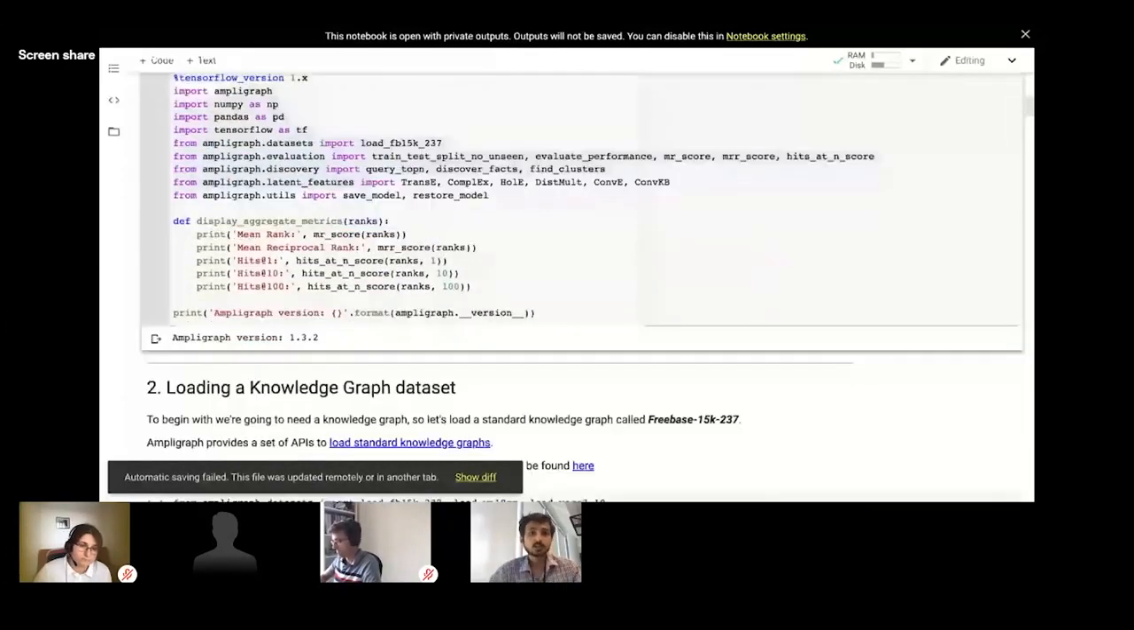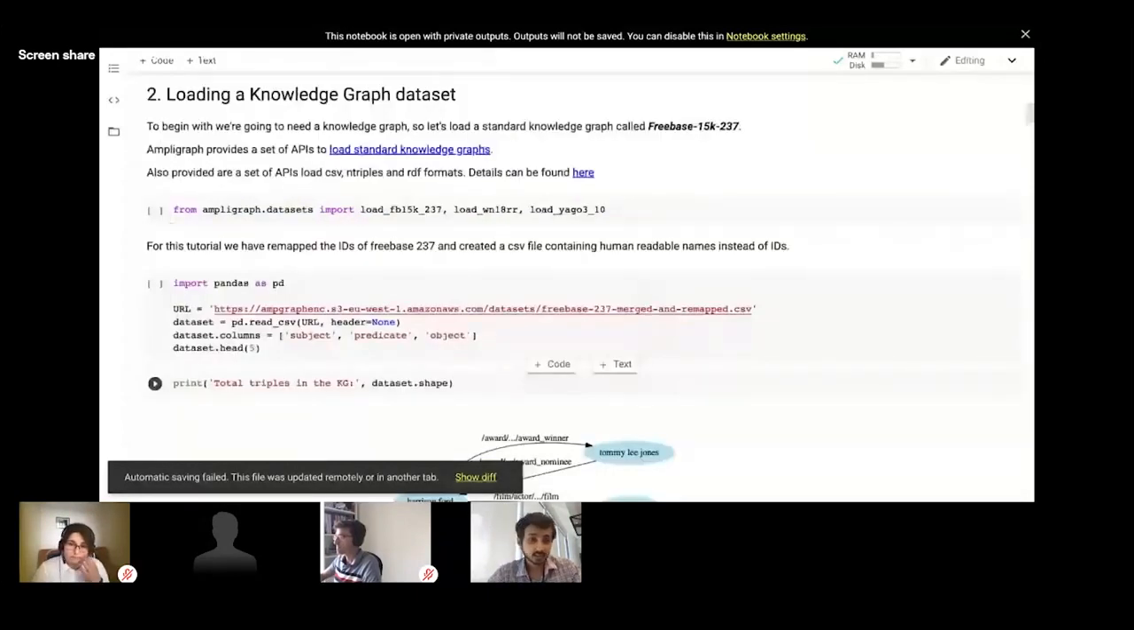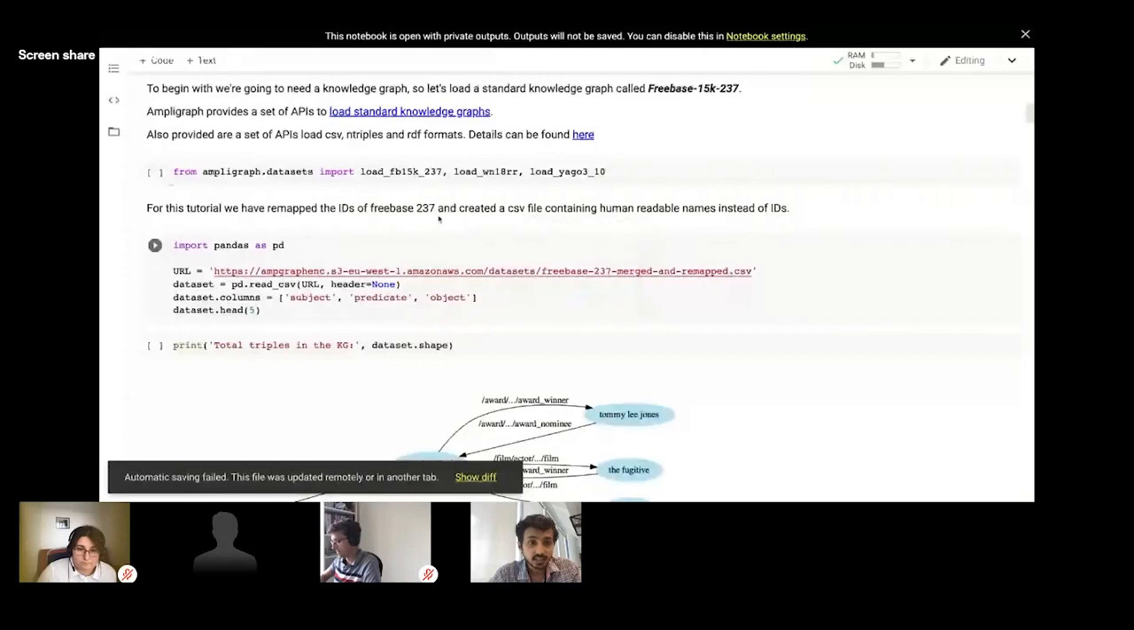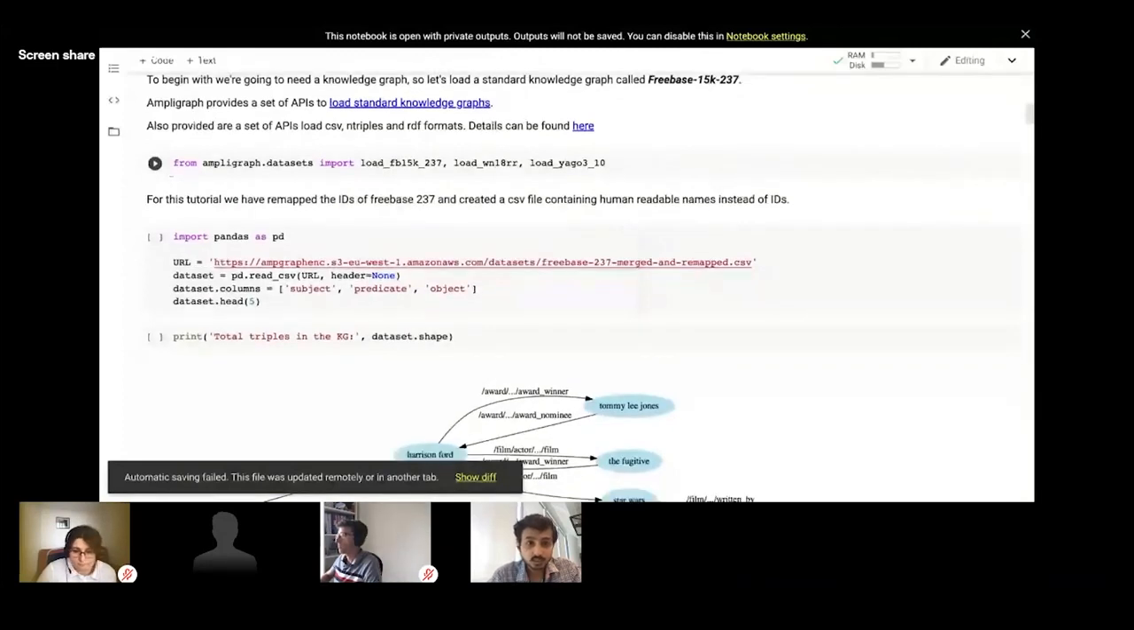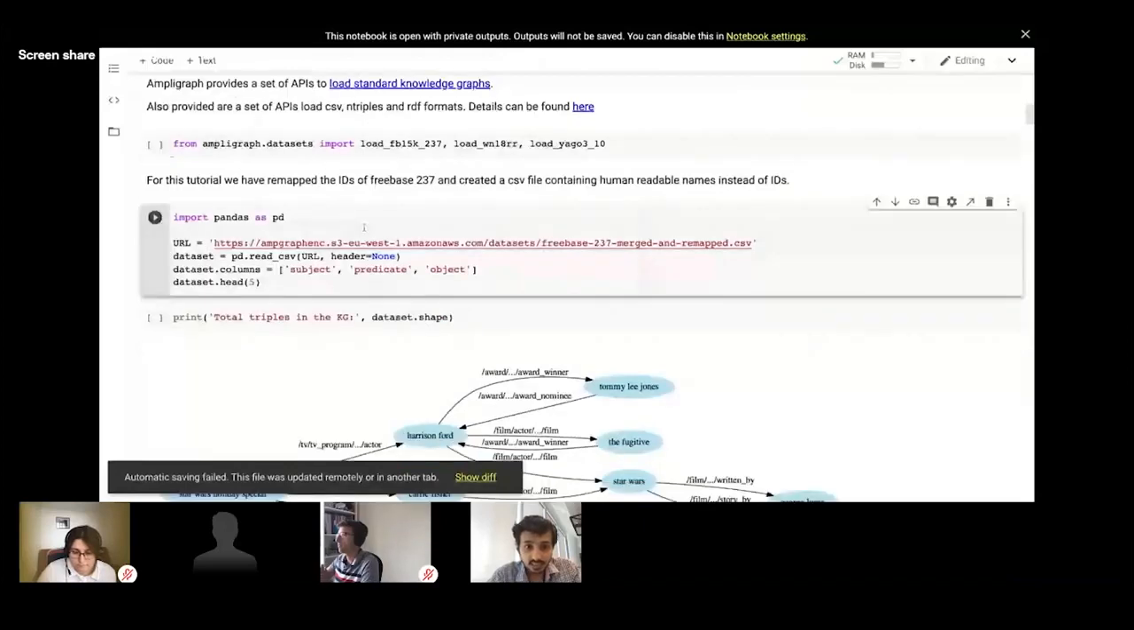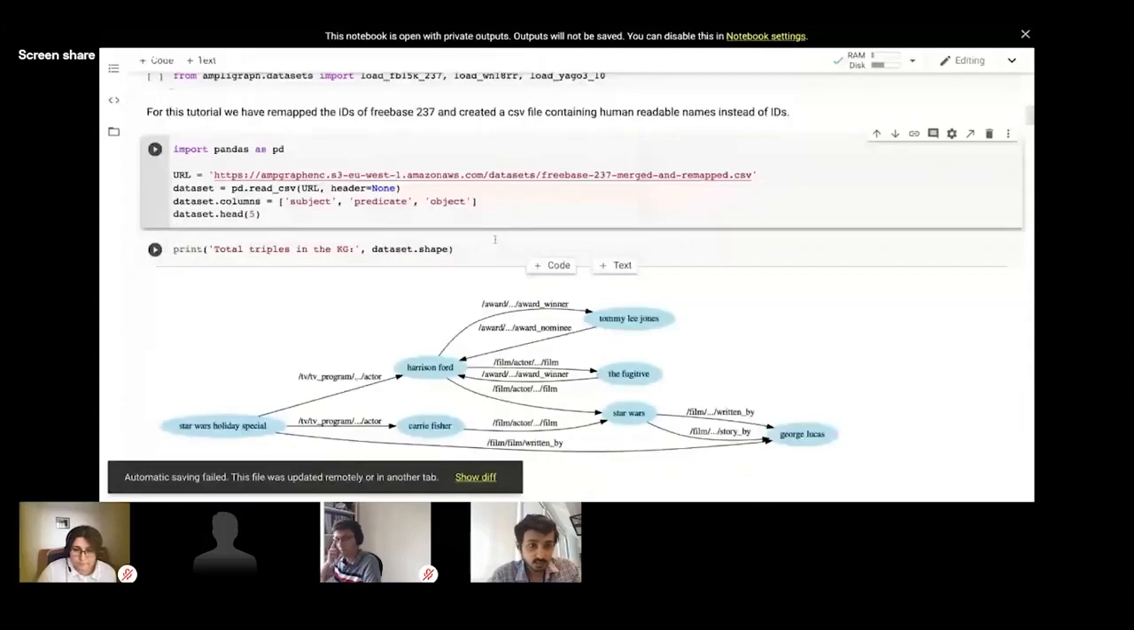Now to start with, as Luca mentioned, we need a knowledge graph for this. There are a lot of standard knowledge graphs out there, and AmpliGraph provides an API. Under the ampligraph.datasets module, you can load the standard knowledge graphs, like Freebase, WN18, and Yago. This is something that Luca mentioned in his session. But for this tutorial, we'll use the Freebase 237 dataset, and we have remapped it to human readable IDs. I'll run this cell, and this will load the dataset.